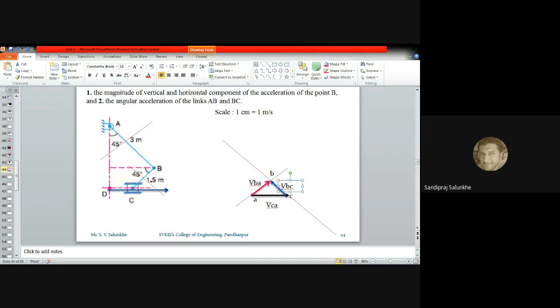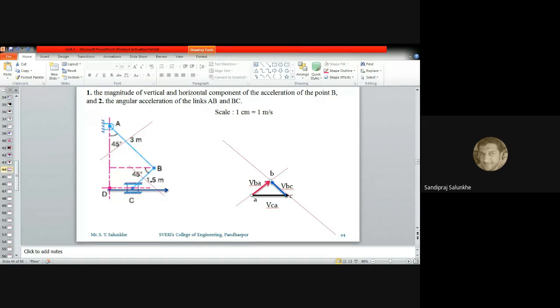Sorry for the interruption. So once you draw this diagram, you have to just measure this vector, multiply with the scale, and get the velocity of point B with respect to C. Also, you measure this vector and multiply with the scale and write the velocity of B with respect to A.